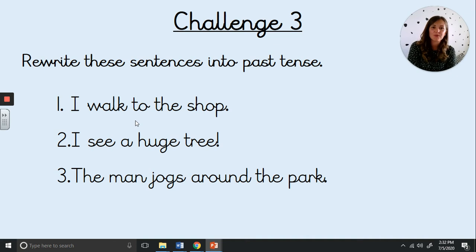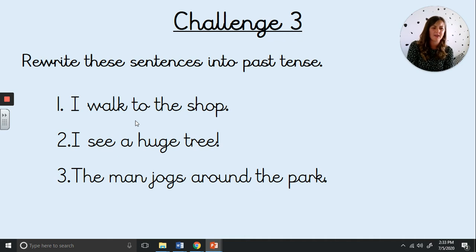So, challenge number 3. I have written 3 sentences here, and I would like you to rewrite these sentences into the past tense. So, number 1, I walk to the shop. That is in present tense. It is happening now. Number 2, I see a huge tree out of my window. It is happening now. I want it in past tense. And finally, the man jogs around the park. Now, I want that to happen yesterday. So, what would it be?